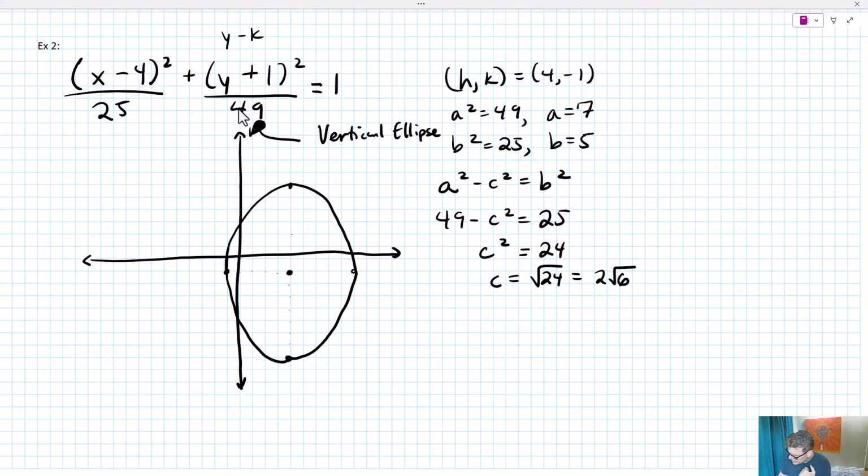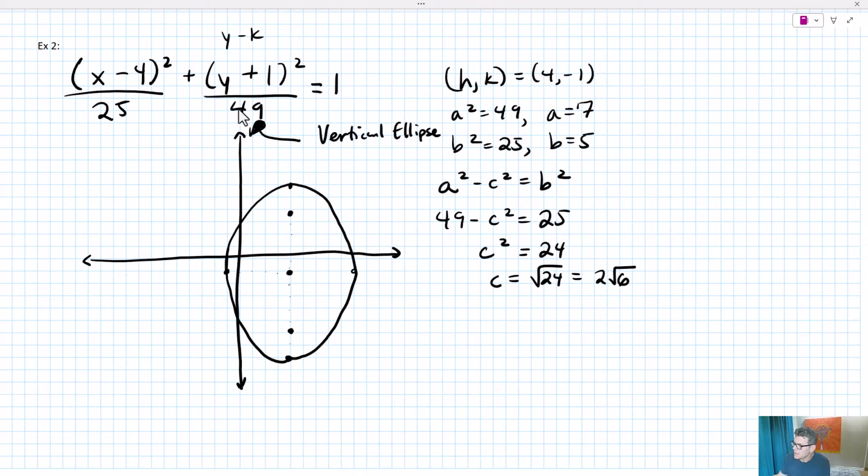Now, 2 root 6 is just a little bit more than 4, it's almost 5. So 1, 2, 3, 4, and right about there, a little bit less than 5. Going in each direction along the major axis, a little bit less than 5. And there are our foci.